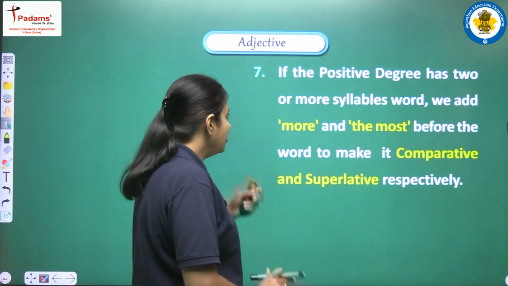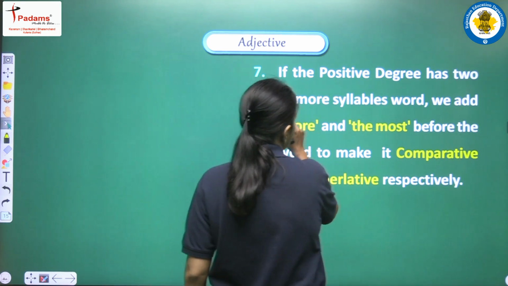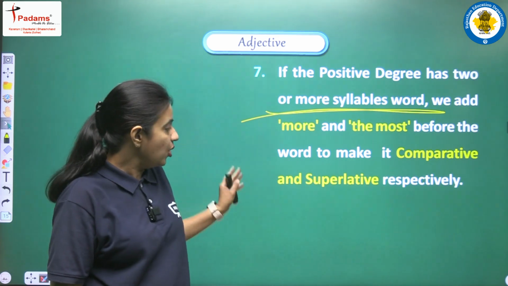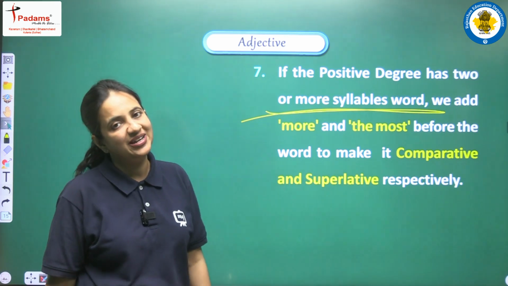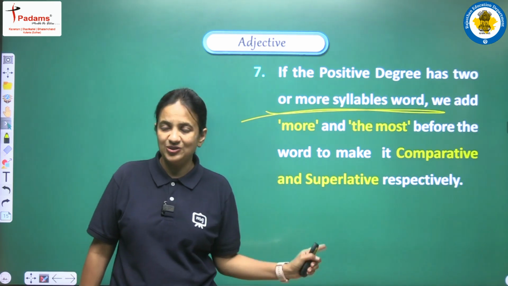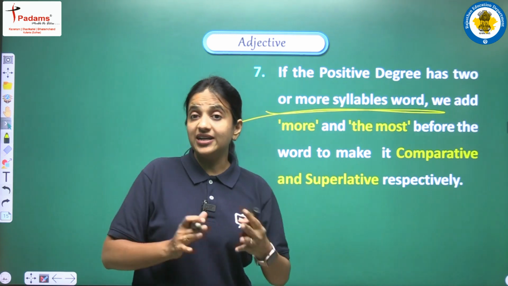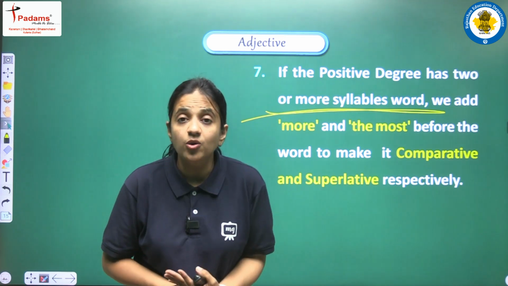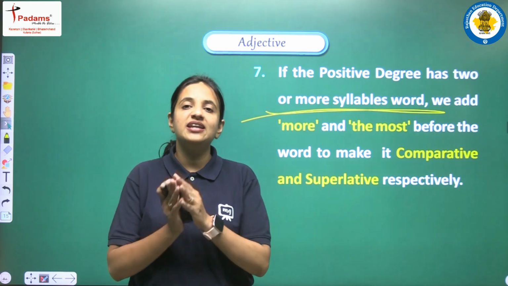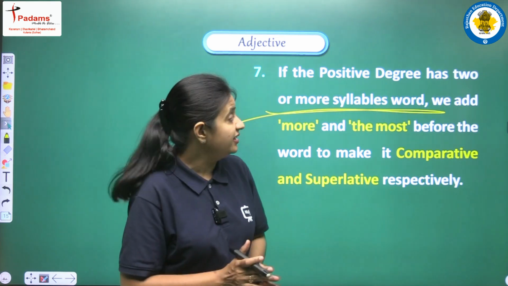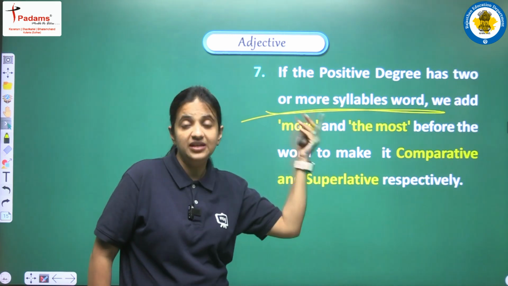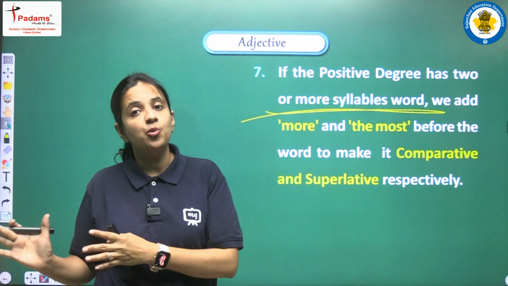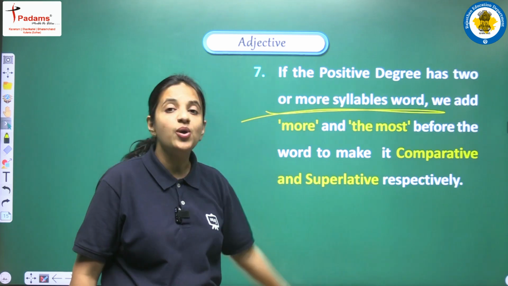So let's see. If the positive degree has two or more syllables, we add more and most before the word to make it comparative and superlative respectively. It's a very important rule, students. According to this rule, we have to look at the spelling very carefully, and after looking at the spelling, we have to look at the sound, right? We have to pronounce it and check the pronunciation of the spelling, and if we find that the word has two or more syllables, then we have to add more and most before the word. Why? To convert it into comparative and superlative degree.